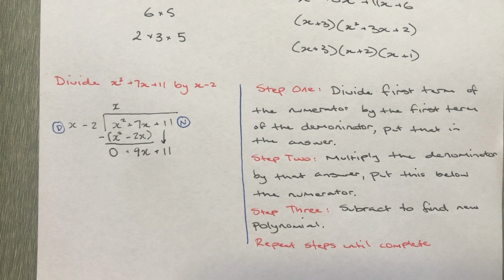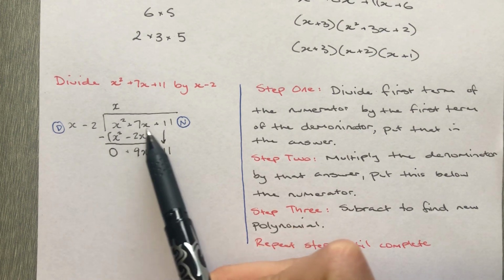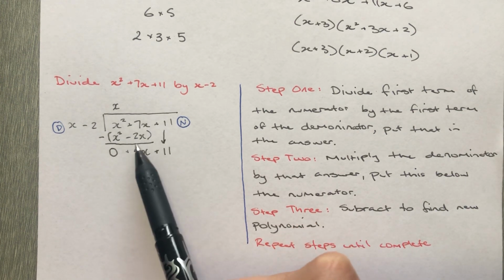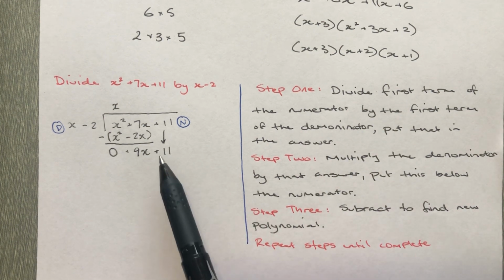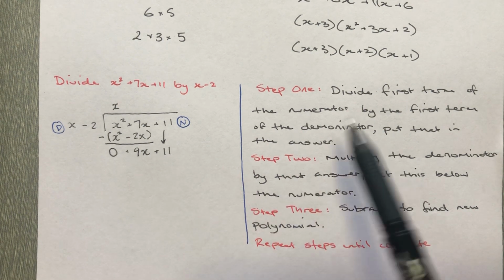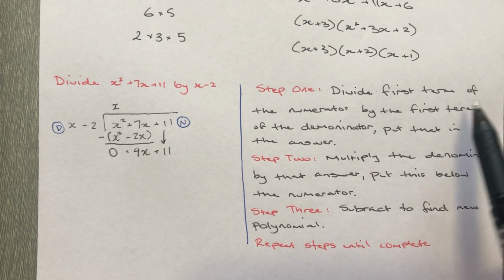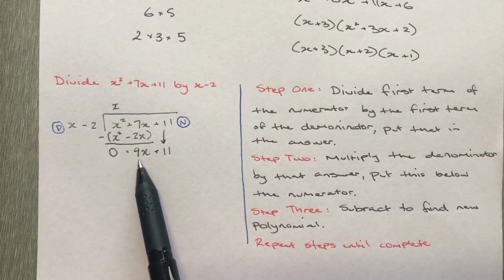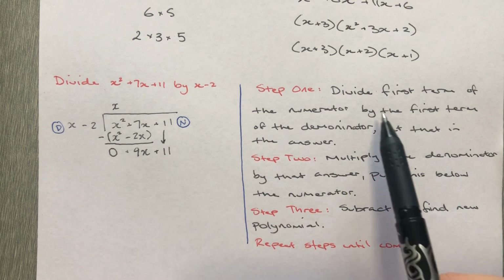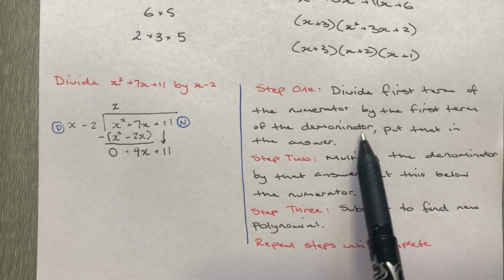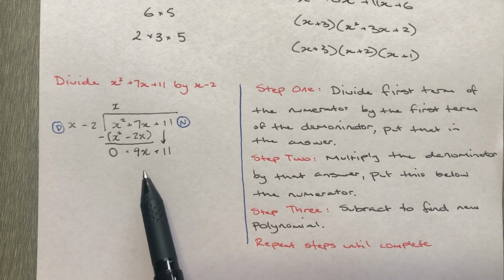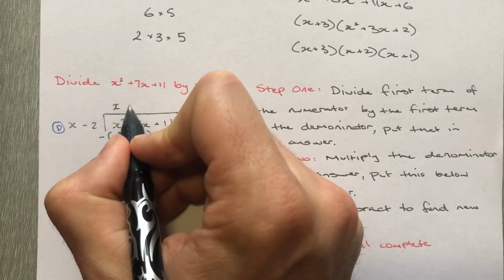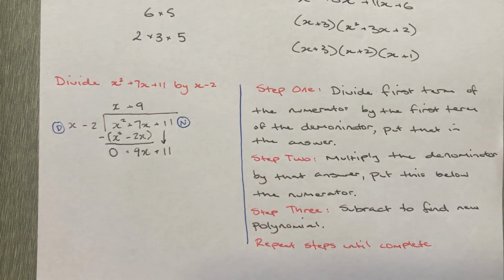Now it's telling us to repeat. So instead of using what we had up here, this is now what we're focusing on. Okay, so let's go back to step 1. This is our new numerator. Divide the first term of the numerator, which is 9x, by the first term of the denominator, which is x. So 9x divided by x is 9. There we go, plus 9.